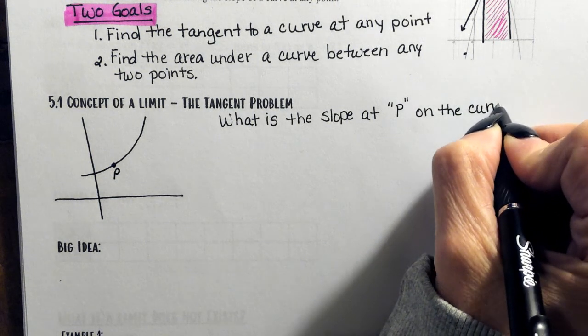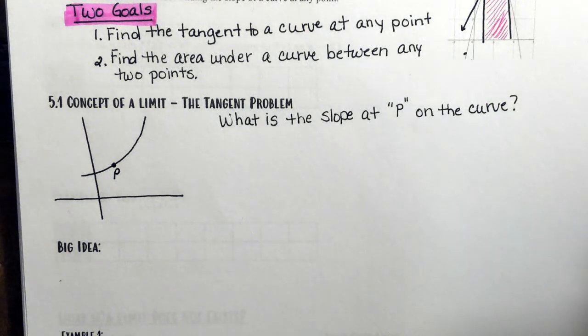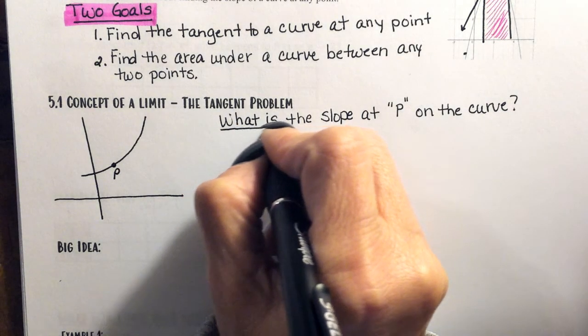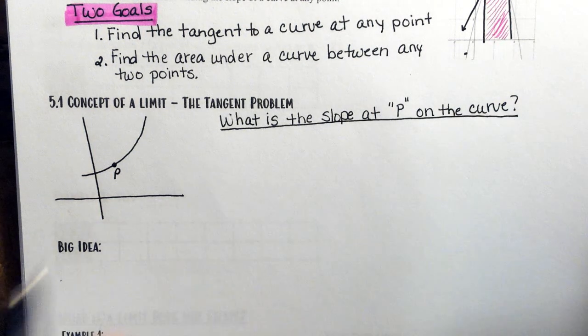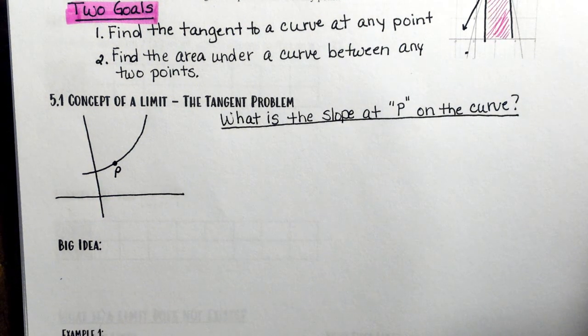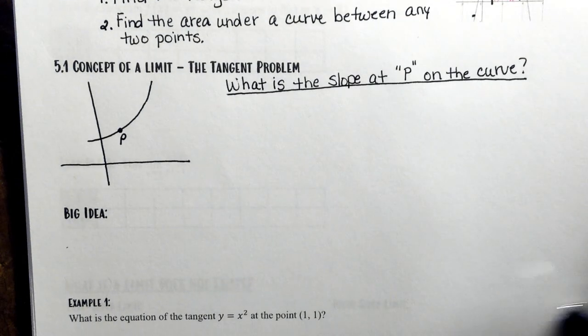Okay, this is kind of the big overall question that we end up having. This is like our issue. What is the slope at P on this curve? How can I figure it out? Okay, from Algebra 1, what do you know about the slope?